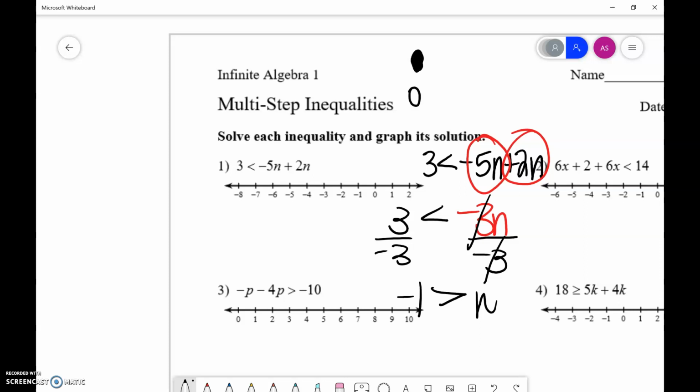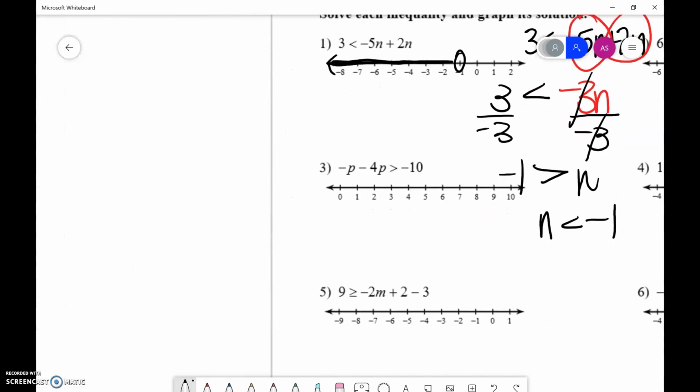Okay, so remember our signs. We've got the open and the closed dot. Closed dot will be less than or equal to or greater than or equal to, and open dot will be less than or greater than. So I'm going to go to negative 1, and I'm going to put an open dot. Negative 1 is greater than n, or I can rewrite this as n is less than negative 1. So it's still pointing to the n. If it's less than, that means our arrow needs to go to the left. And that's our answer.